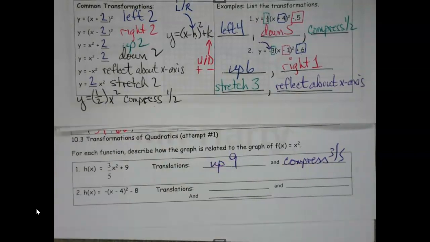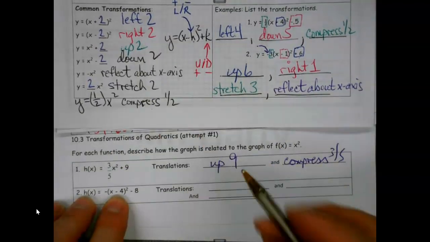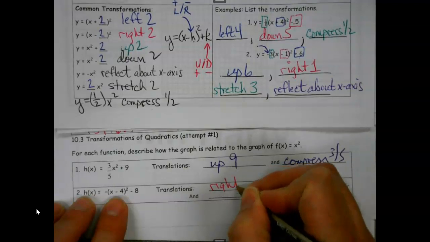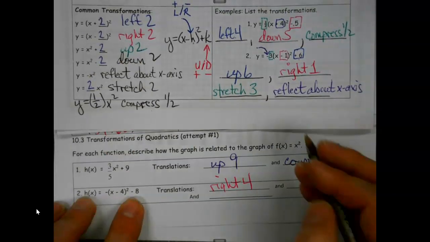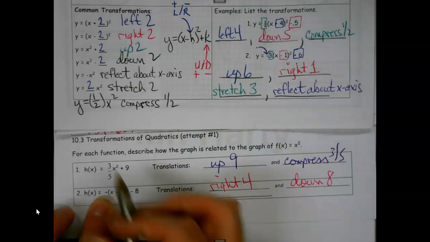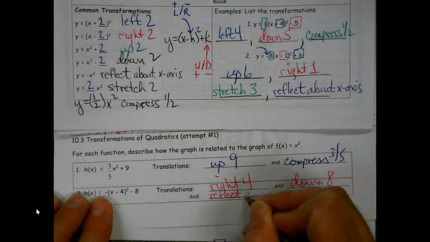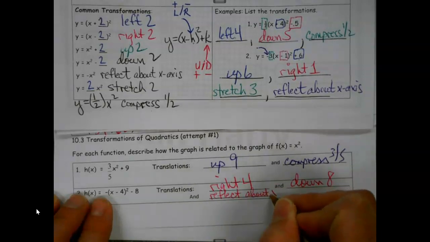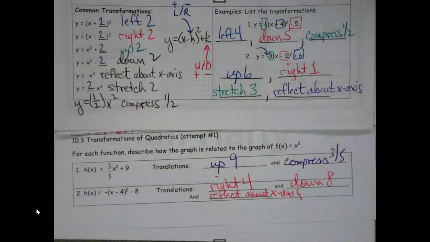Now the last one we have 3. You're like, all right, minus inside the parentheses, right 4, minus outside the parentheses, down 8, and that negative in front means we're going to reflect about the x-axis. Again, I'm literally stealing it from the transformations. Right there. You've even got examples over here of them done that are very similar to these.